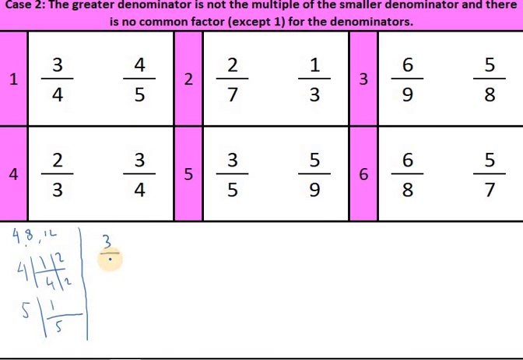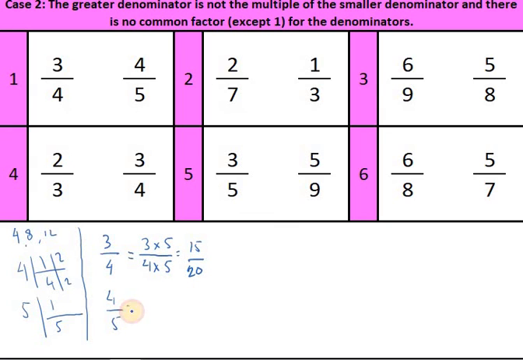We have 3 out of 4, and then we have 4 out of 5. Since 4 cannot jump to 5, and there are no common factors, we need to multiply the fraction by the denominator of the other fraction. The denominator from the other fraction is 5. So we multiply by 5, and this one is 15 out of 20.